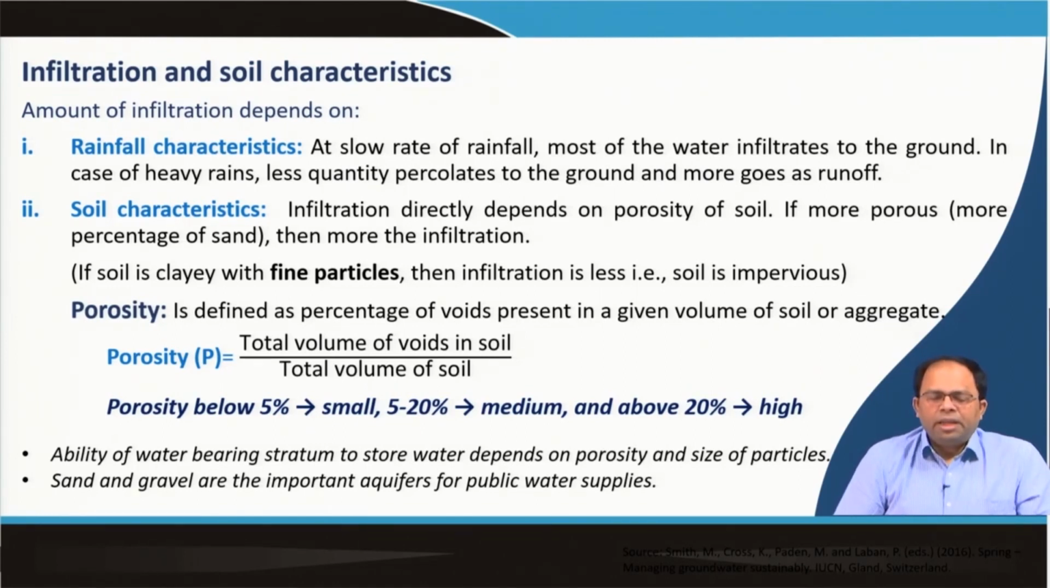In case of heavy rains, less quantity percolates to the ground and more goes as runoff, because it takes certain time for the water to get inside the ground or percolate inside the ground. If you do not give that time, and if there is a huge amount of heavy rainfall, then it goes as runoff. So, rainfall characteristics do play a role in the amount of groundwater that we get, or the amount of infiltration that happens. And similarly, soil characteristics also have a large role.